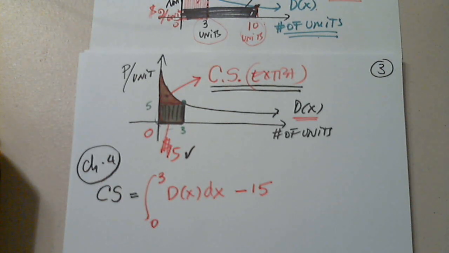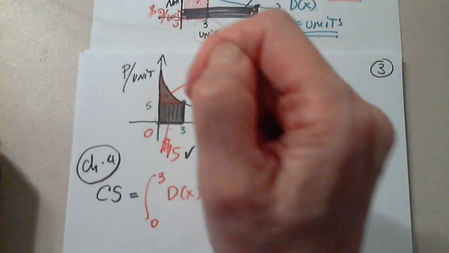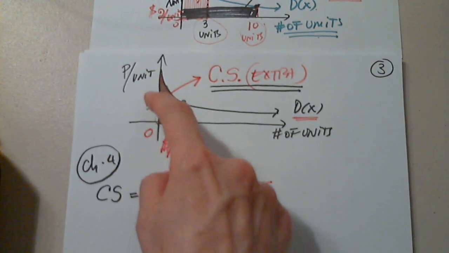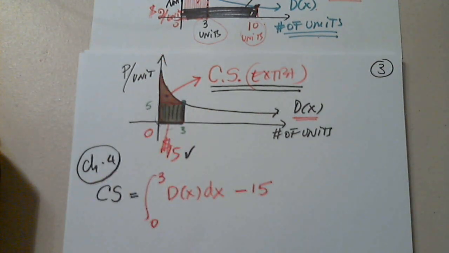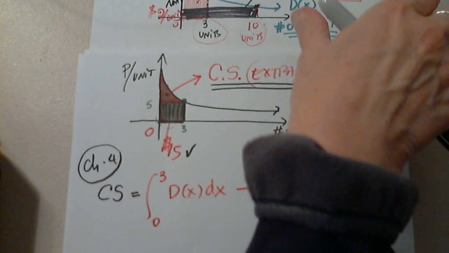That's it. This is going to be in US dollars, of course. I determine this area by subtracting the area of the rectangle from the whole area that I know how to determine because I studied chapter 4. Awesome. That's it. Done. Let's talk about the producer surplus now.